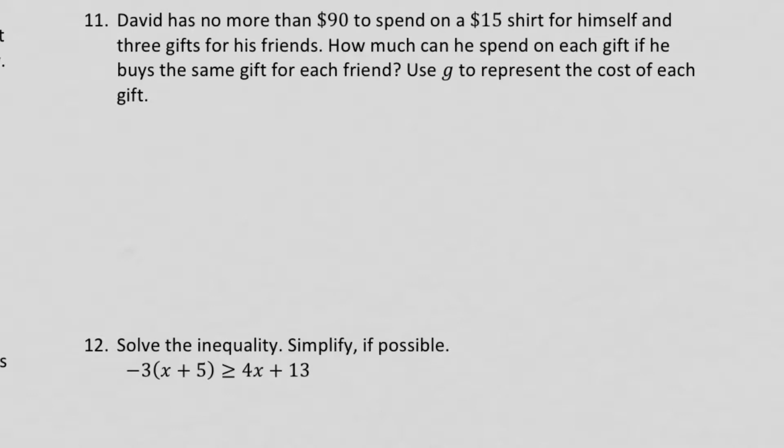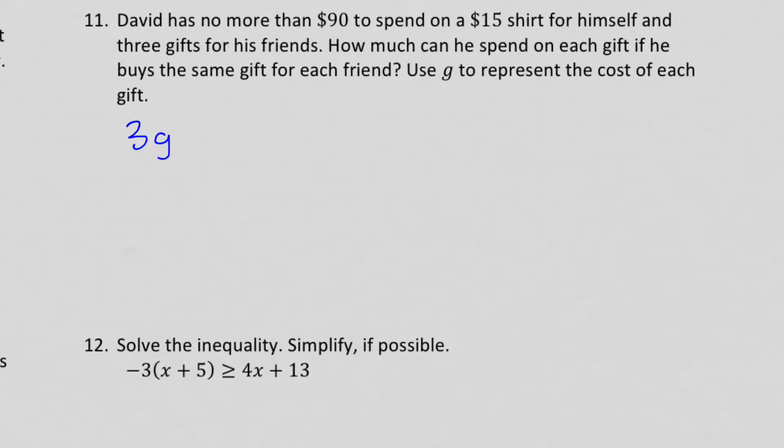Number 11. David has no more than $90 to spend on a $15 shirt for himself and 3 gifts for his friends. First I want to focus on what it says right here: no more than $90. That means he can't go over $90, right? How much can he spend on each gift if he buys the same gift for each friend? Use G to represent the cost of each gift. So G is how much each gift is. He's buying 3 of them, so total that's 3G.